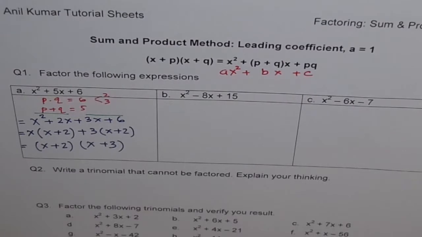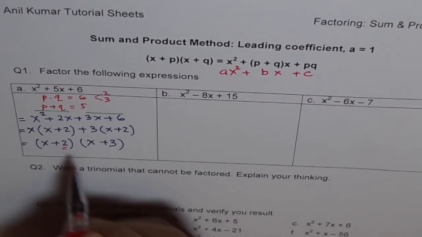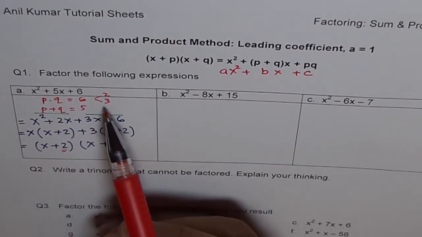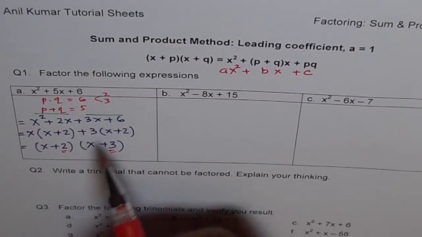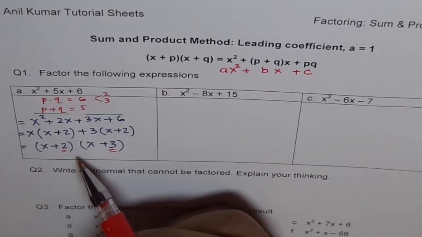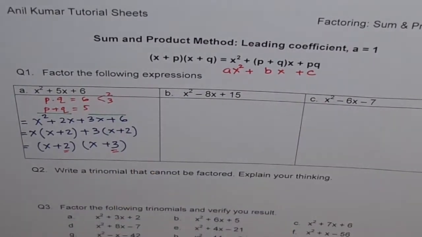You will note that the numbers 2 and 3 are the same as our p and q, which we started with. So instead of going through these two steps, we could have written our answer directly, correct? Next time, I'll write my answer directly. What you can do is expand and check whether you get the same thing or not, correct?